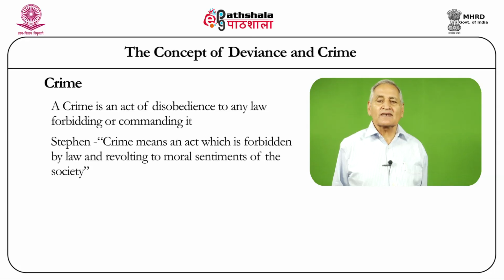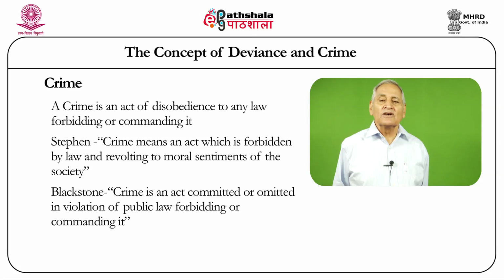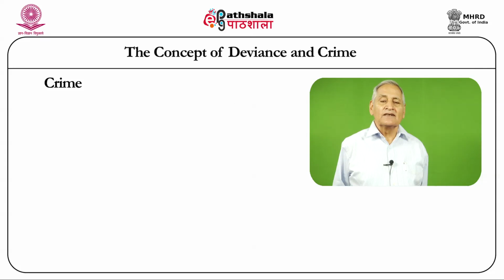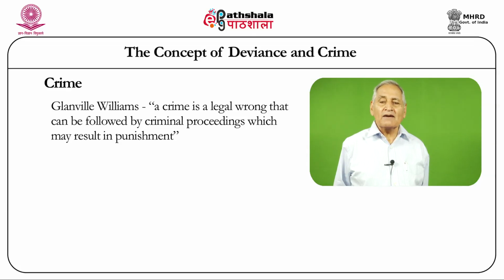Stephen defines crime: crime means an act which is forbidden by law and revolting to the moral sentiment of the society. Blackstone defines crime as an act committed or omitted in violation of public law, forbidding or commanding it. Glanville Williams defines crime: a crime is a legal wrong that can be followed by criminal proceedings which may result in punishment.